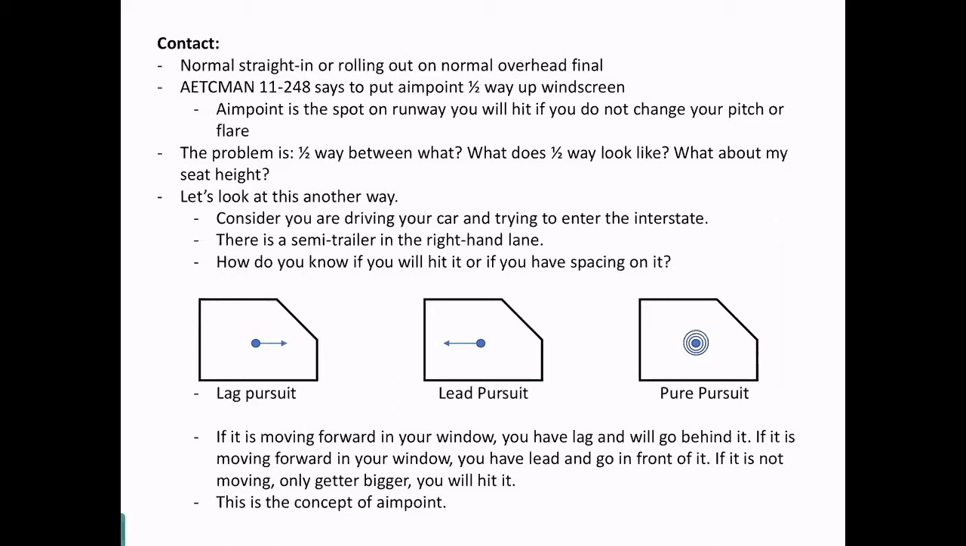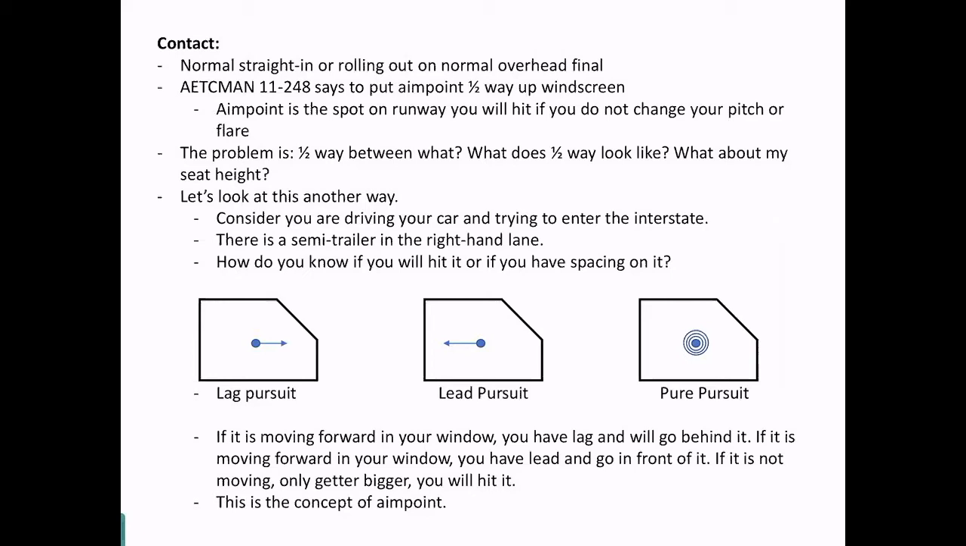So let's do this aim point a slightly different way here. Consider you're driving your car and you're trying to get on the interstate. You're on one of those cloverleaf loop things, and as you're coming up to get on the interstate, you look over and you see a semi is in the right lane. How do you know if you have spacing on that semi? How do you know if you're going to hit him or go in front of him or go behind him? That's the concept of aim point.